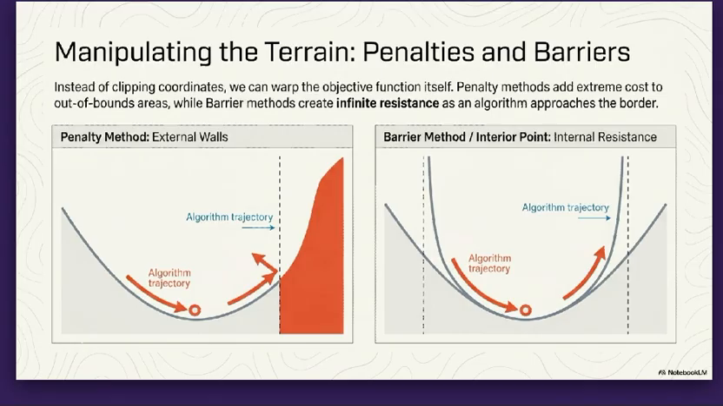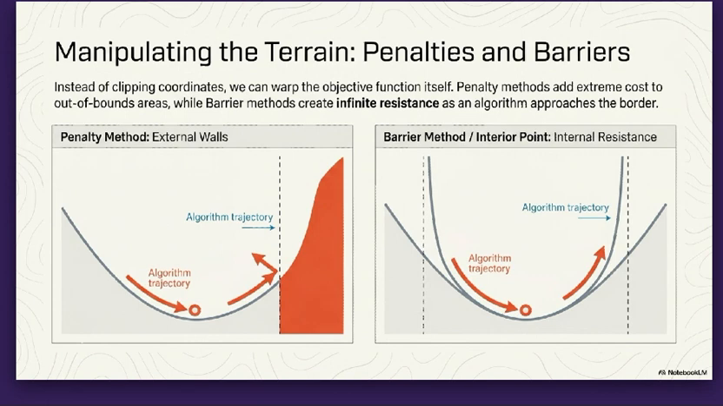If penalties build external walls, barriers build internal resistance. Instead of waiting for the algorithm to cross the line and punishing it, a barrier method creates a mathematical force field inside the boundary. Inside the boundary. Right. The most common is a logarithmic barrier. It adds a term to the loss function that approaches infinity as the algorithm approaches the constraint boundary.